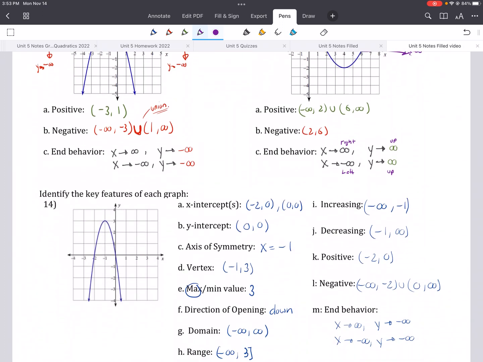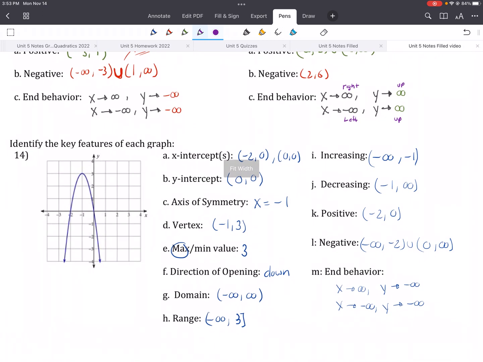All right, and then here for 16, I would recommend maybe pausing and filling this in without looking, and check your work. All right, if you have any questions, again, just let me know.